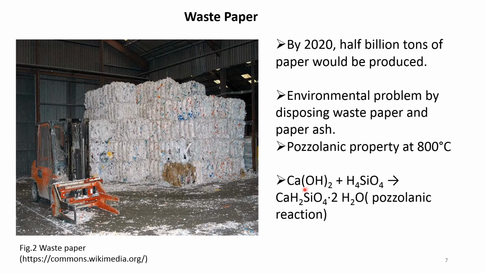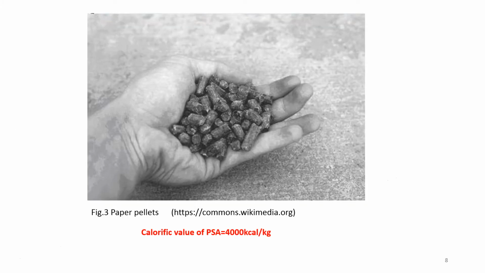They react with the calcium hydroxide of cement and produce CSH gel, which improves some properties of concrete. Moreover, paper pellets can be made from papers, and these paper pellets have 4,000 kilocalories of energy per kg.